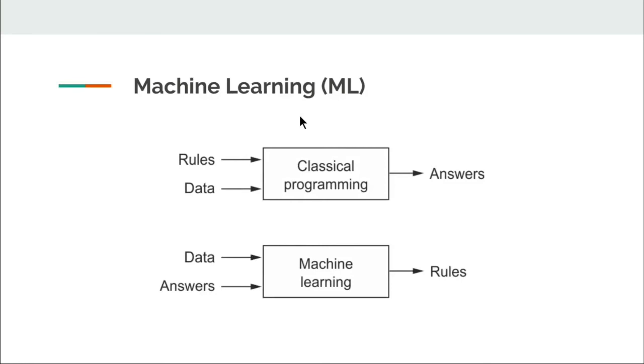All right. So yeah, classical programming, basically you set the rules, you send the data, and the program will tell you the answers. For machine learning, you send the data and you provide the labels, which are the answers for the machine learning. Then machine learning will figure out the rules, and you can use the rules to make predictions.